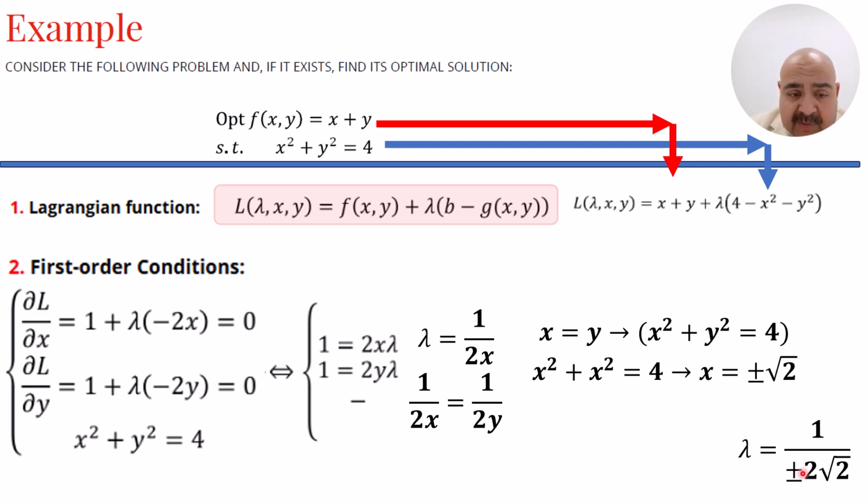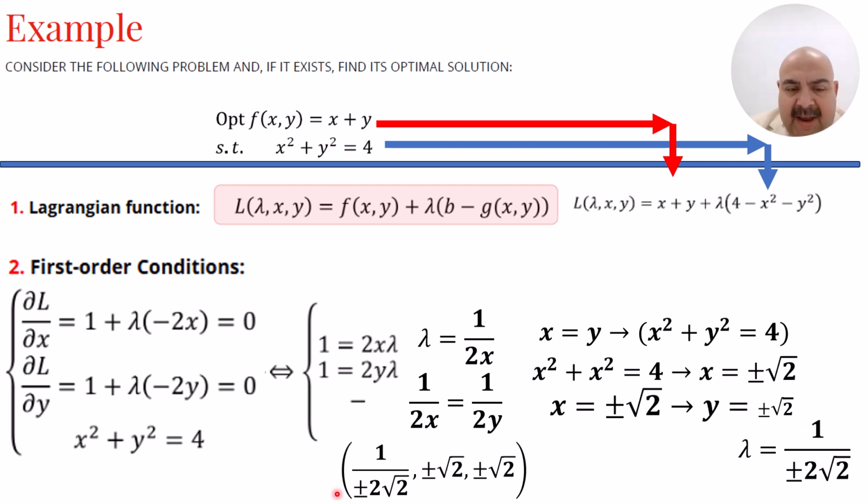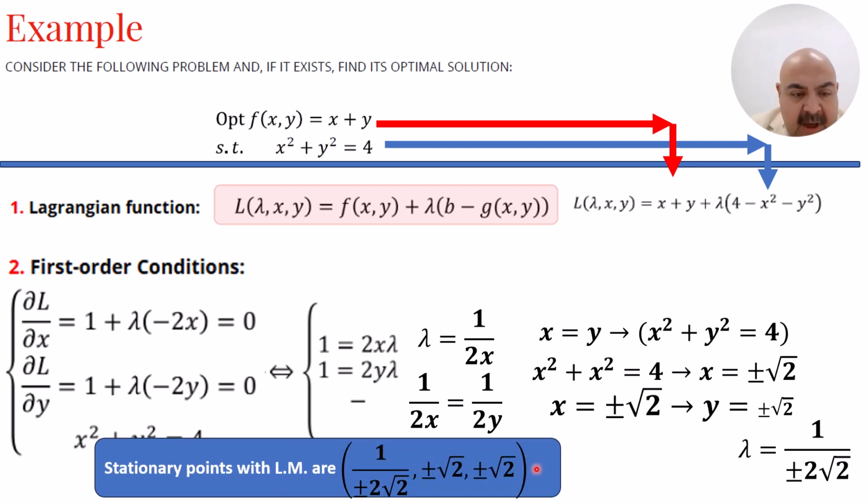If you have the value of lambda, then I can get directly the value of y. Since x and y are equal to each other, y will equal positive or negative root 2, and that's lambda. We usually like to write them in this manner. This is the lambda value, that's the x values, and that's the y values. Okay, so now these are the stationary points, or the points that are candidates to be an extremum point, either maximization or minimization, based on the nature of your analysis or what you are interested in.